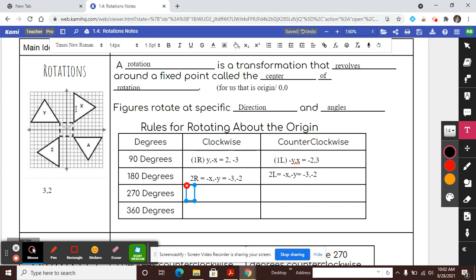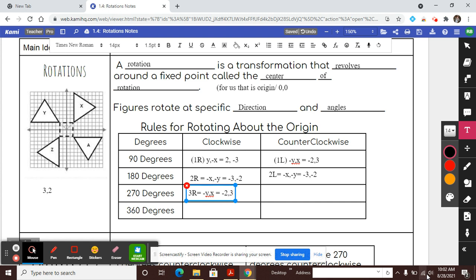Now, for 270 degrees clockwise, we're going three spaces right. So just remember clockwise is right, counterclockwise is left. So three spaces right. Okay. Our equation for this, here's the funny thing, is going to be the same as the rule for counterclockwise for 90 degrees. And I'm going to show you why. But let's go ahead and get our numbers in. So we go three right, that's negative y, x. And so then our coordinates are going to be negative 2 comma 3.